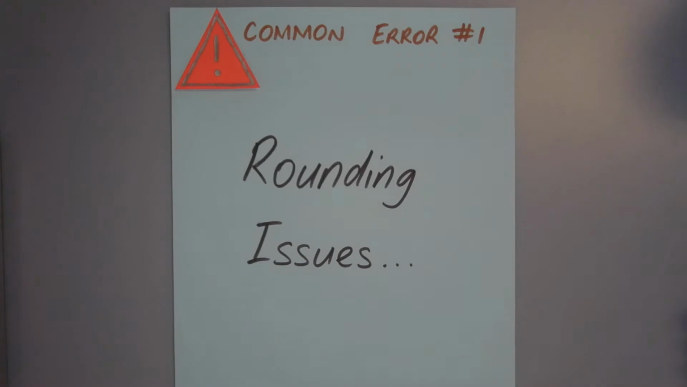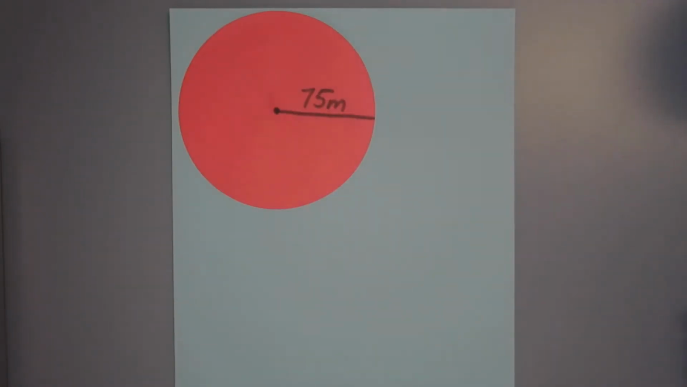This first video in the series on common errors is about issues that we have with rounding off numbers. In particular, what happens if we round off a number too soon as part of our calculation. So let's start off by looking at an example.